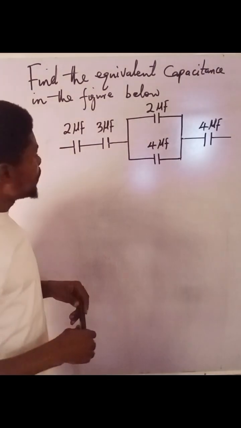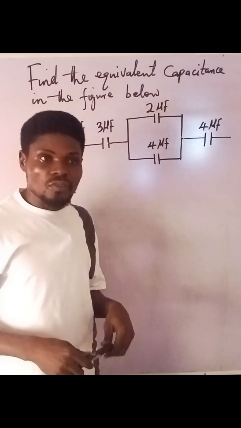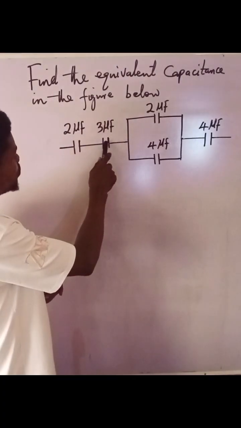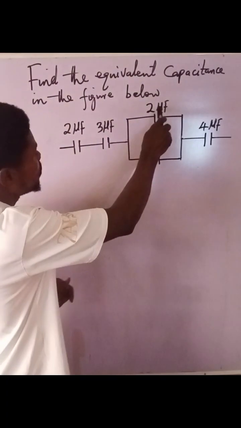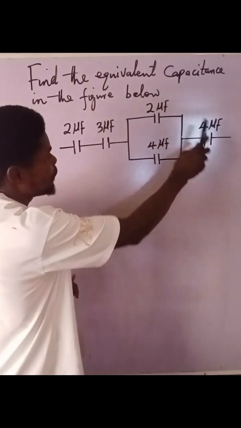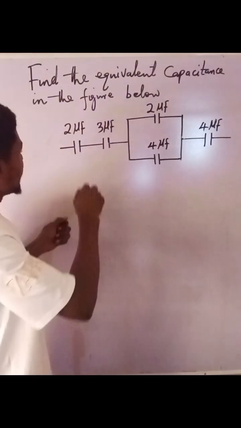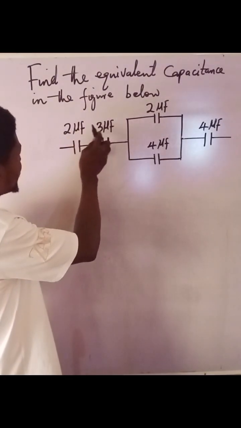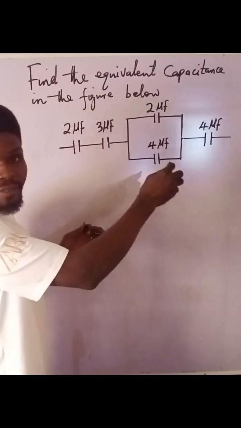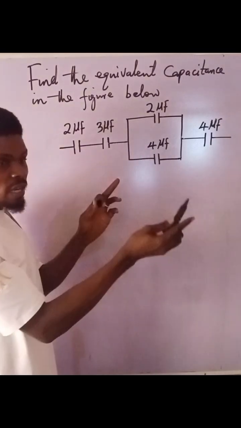If you look at the figure very well, you find out that there is a network of capacitors. We have a 2 microfarad capacitor, a 3 microfarad capacitor, a 2 microfarad capacitor, a 4 microfarad capacitor, and then another 4 microfarad capacitor. Then these 2 and 3 microfarad capacitors are arranged in series. Of course, you can see it is just a straight line, a series connection.